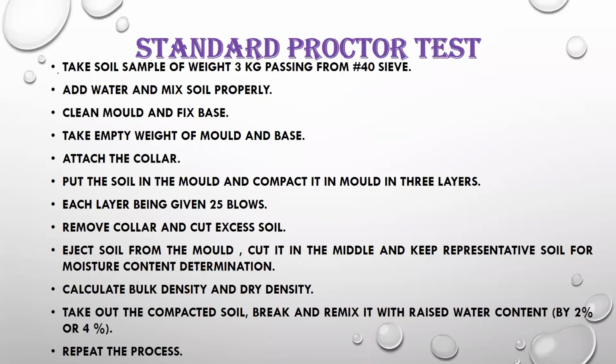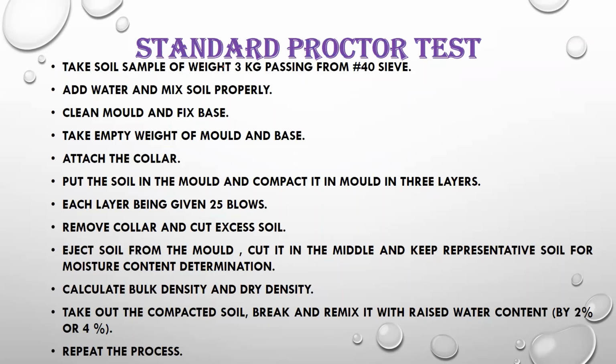Standard Proctor test. So this is again the procedure to follow. Take a soil sample of weight 3 kg passing from number 40 sieve. Add water and mix soil properly, clean mold and fix base. Take empty weight of mold and base, attach the collar, put the soil in the mold and compact it in the mold in 3 layers. Each layer being given 25 blows. Remove collar and cut excess of soil. Eject soil from the mold, cut it in the middle and keep representative soil for moisture content determination.